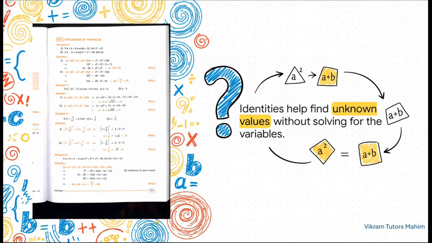And their power goes even further than that. In algebra, you can use identities like puzzle pieces. For instance, if you know what a plus b is, and you know what a times b is, you can actually use an identity to find a squared plus b squared without ever solving for a and b themselves. It's a really clever way to find unknowns.